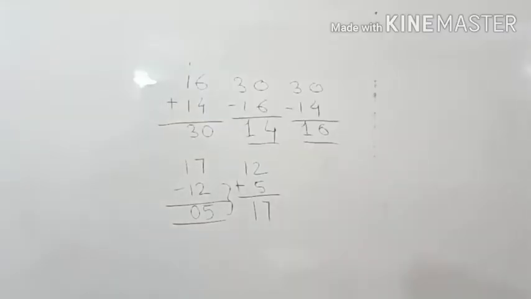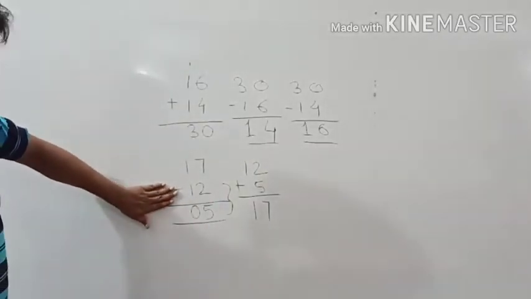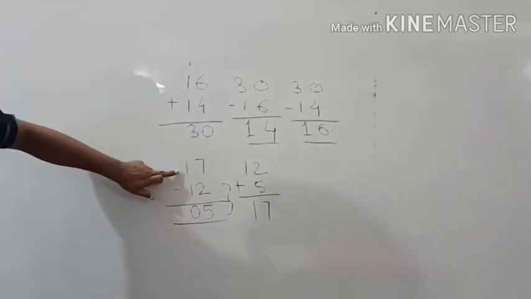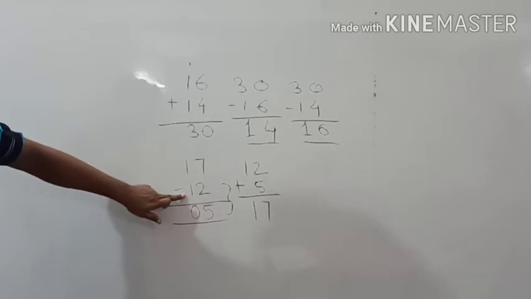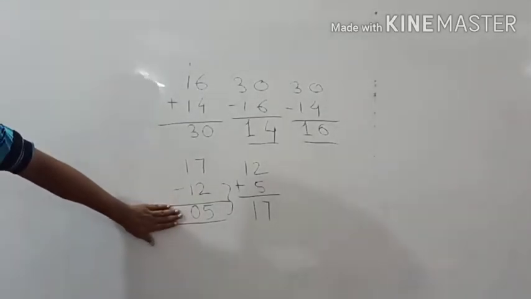And here also we have two terms. One is the bigger term from which you are subtracting, and one is the smaller number which you are subtracting, and the result which you are getting.